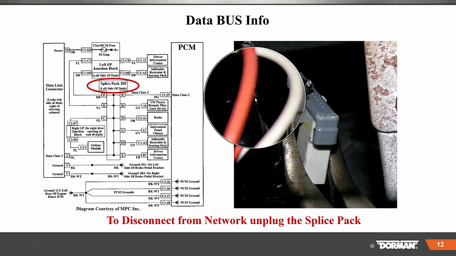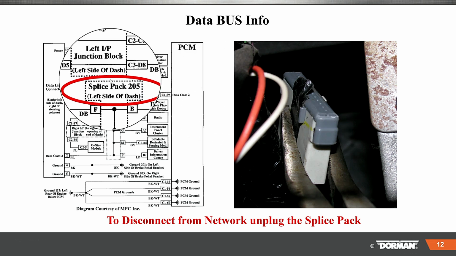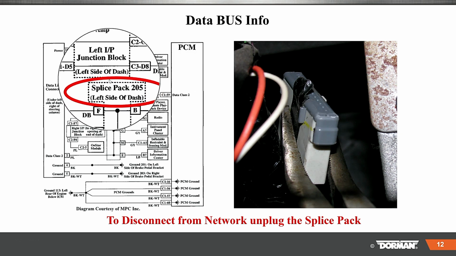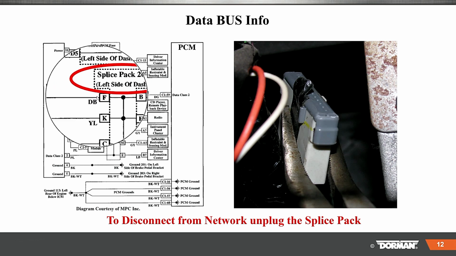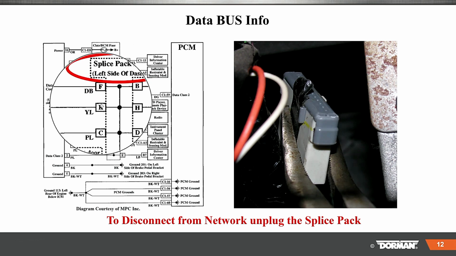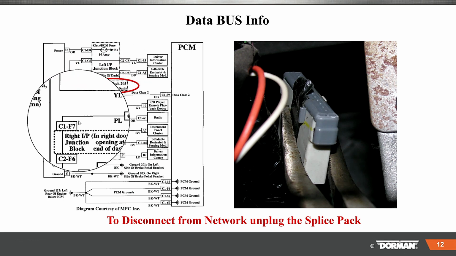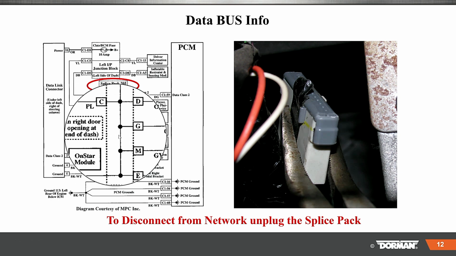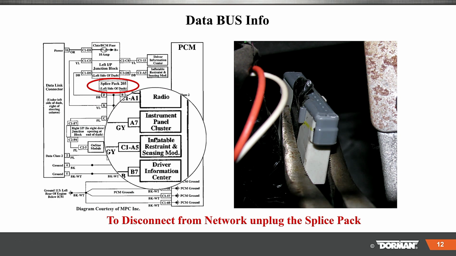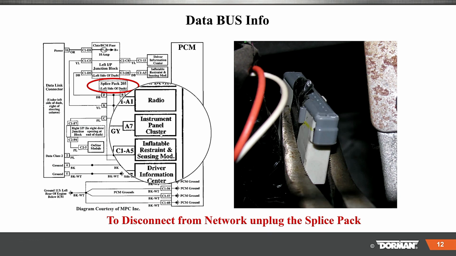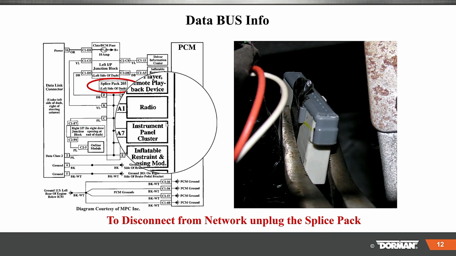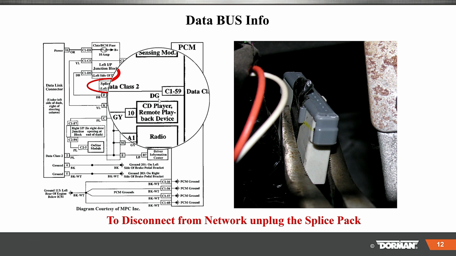Now, let's take this example right here. You can see the splice pack in this wiring diagram on this GM vehicle. You have different things that are in this splice pack. So you could have OnStar, for example. You could have the airbag, driver information center, instrument panel, radio, CD player, and more.